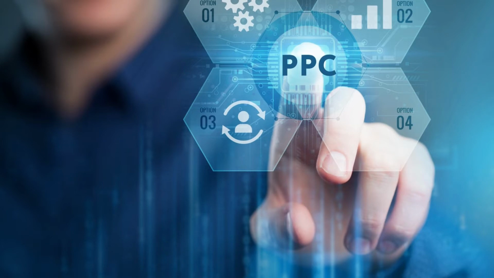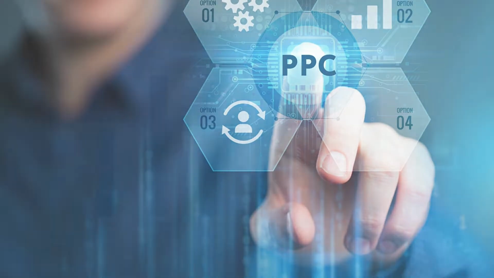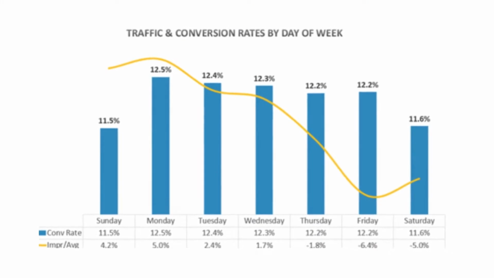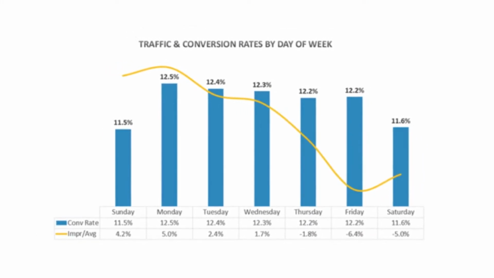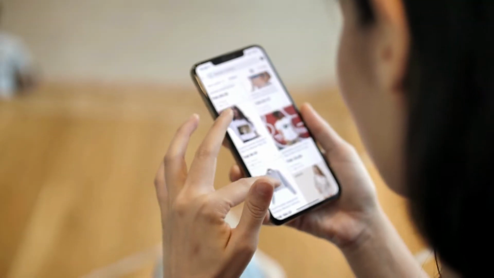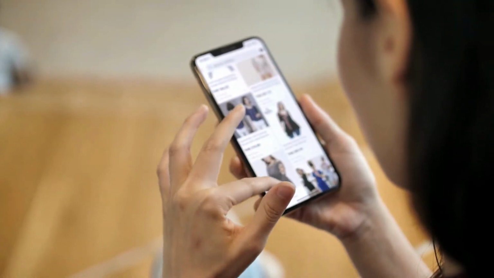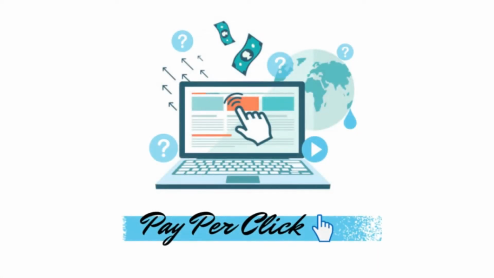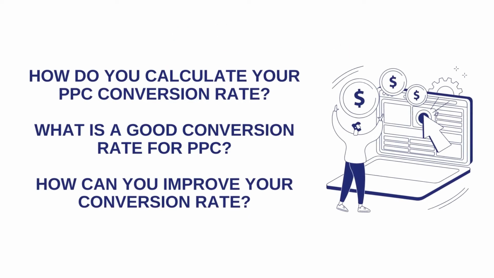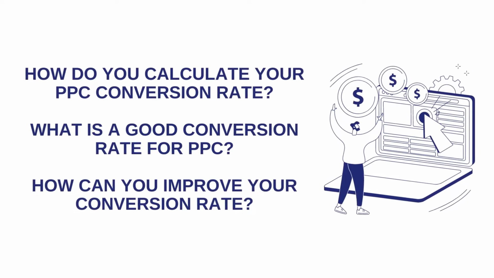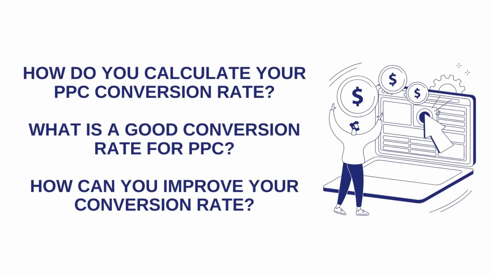One of the most important factors in a PPC campaign is the conversion rate, the percentage of customers that perform the desired action, such as making a purchase, after clicking on an ad. Your PPC conversion rate is closely related to the amount of money you make from your ads. In this guide, we'll answer all your PPC questions like: how do you calculate your PPC conversion rate? What is a good conversion rate for PPC? How can you improve your conversion rate?